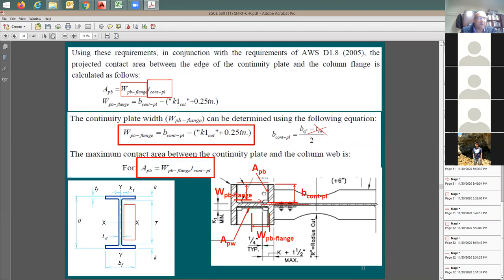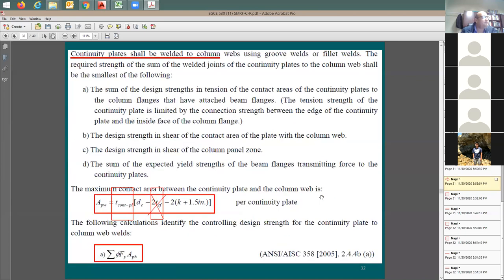Because now you take the force through here, right? First, you're gonna transfer the force through tension. So you're gonna see the tensile strength of the plate. And then after that, you need to transfer it through shear to the web. So you're gonna have the shear strength of the plate through the web.